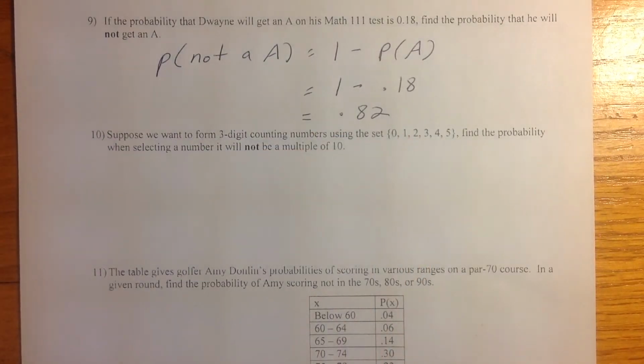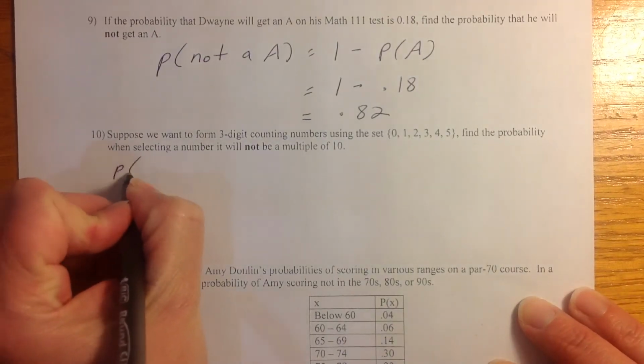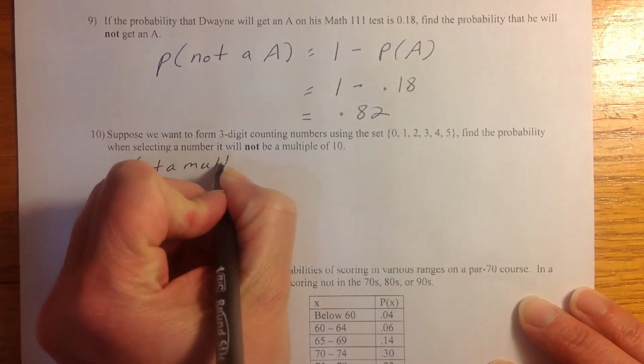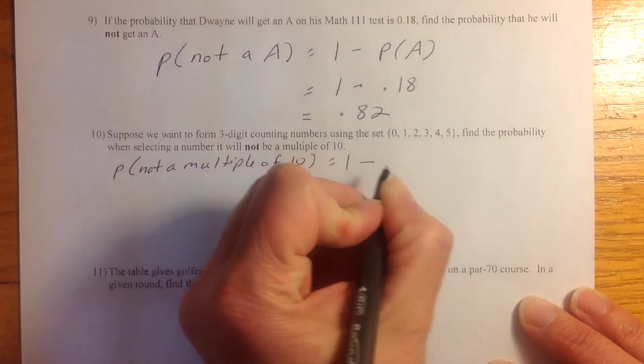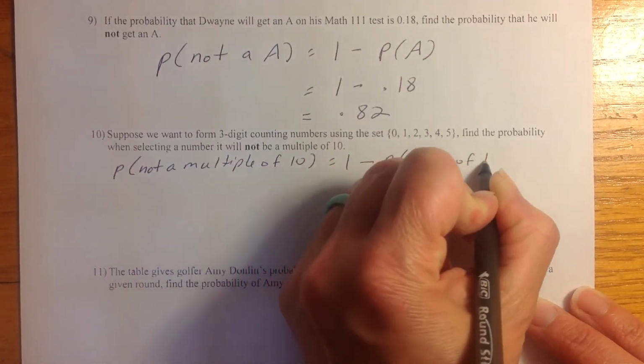How about, suppose we want to form 3-digit counting numbers using the set 0 through 5. Find the probability that when selecting a number, it will not be a multiple of 10. Right, so the probability that you are not a multiple of 10 would equal 1 minus the probability that you are a multiple of 10.